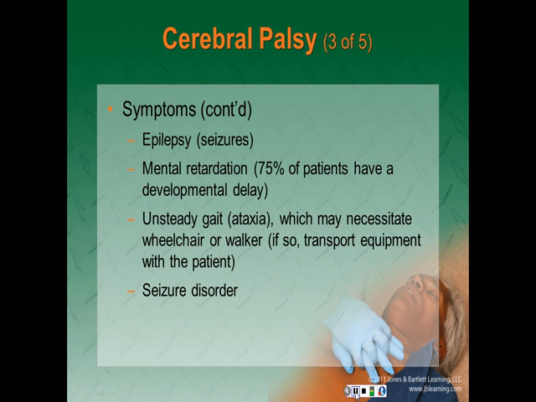They may also have epilepsy or seizures, and 75% of patients have some type of developmental delay or mental retardation.